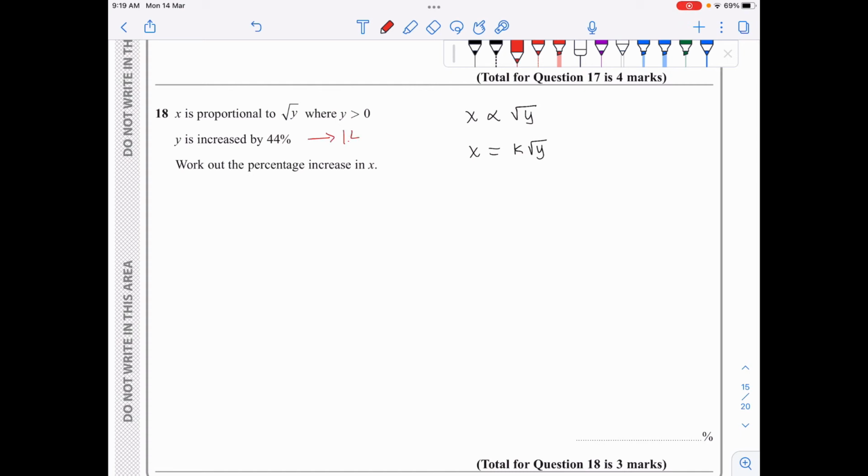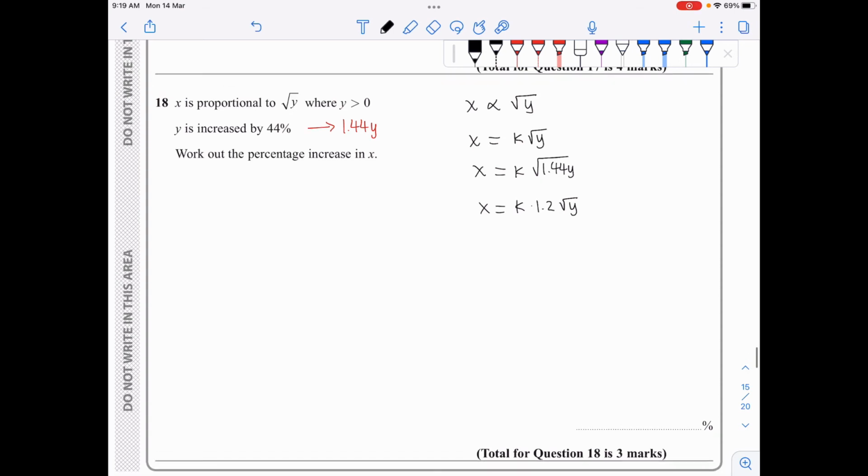1.44y. That corresponds to the multiplying factor representing an increase of 44%. So x will be k root of 1.44y, which will be x is k times 1.2 root y, because the square root of 1.44 is 1.2. So this means that if y is increased by 44%, I see a multiplying factor of 1.2. So this will be a 20% increase for x.